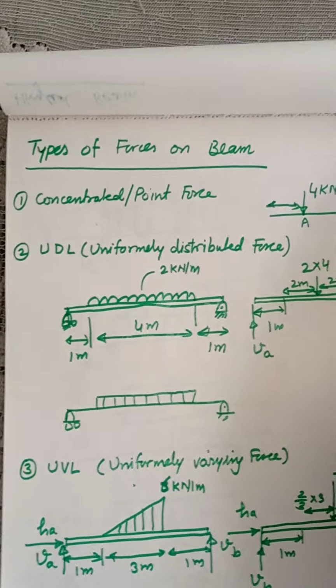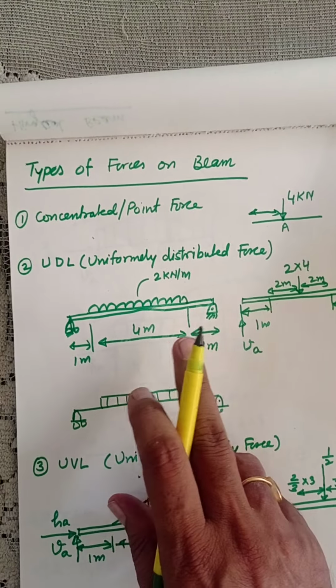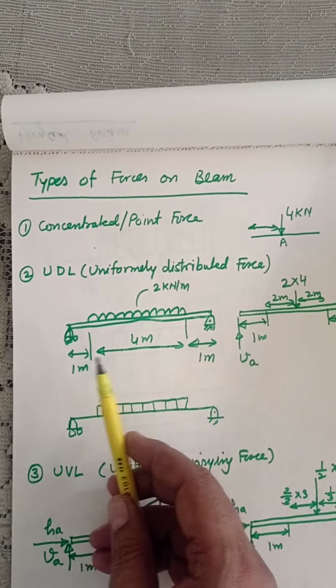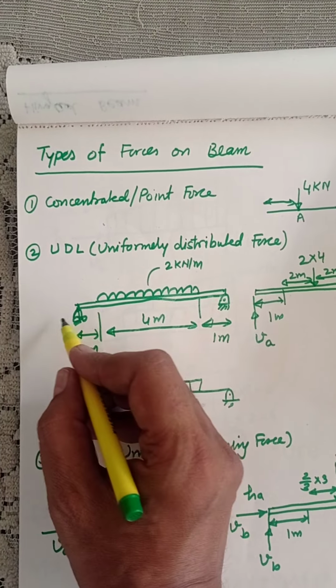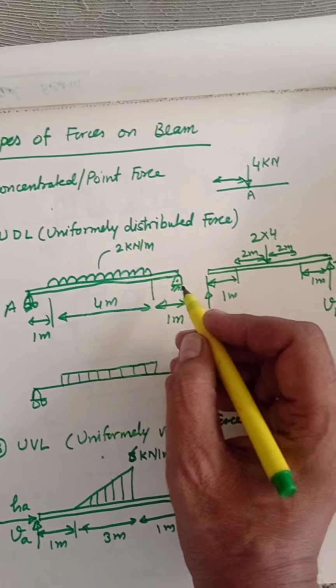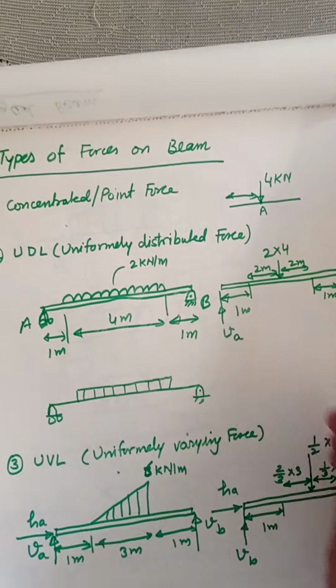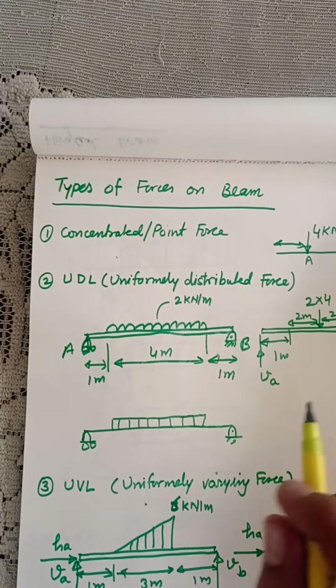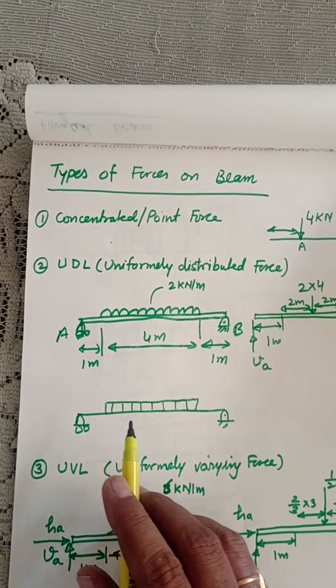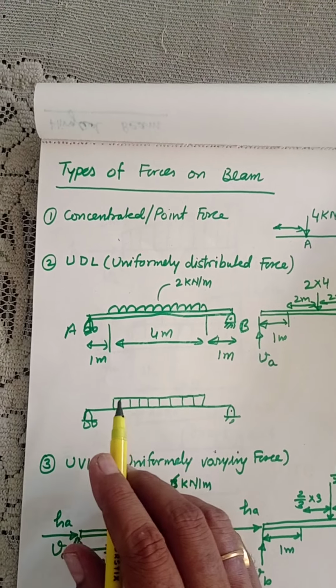The second kind of force is UDL, uniformly distributed load. Here this is a beam, which is supported here as a roller support, and here it is a hinge support. So there is a UDL. UDL can be shown like this, or it can be shown like this rectangular symbol.